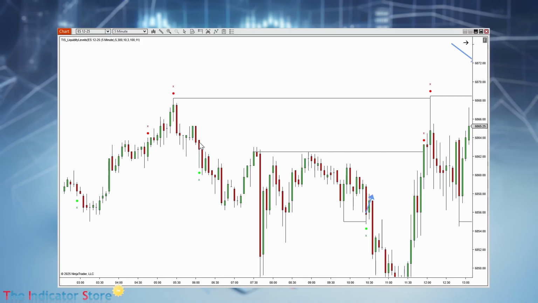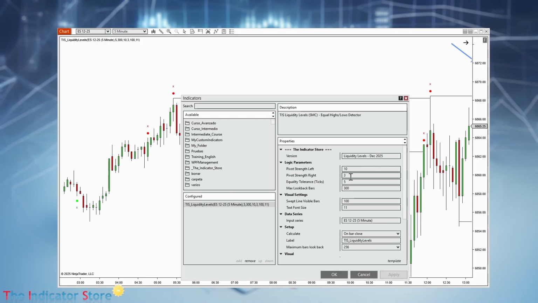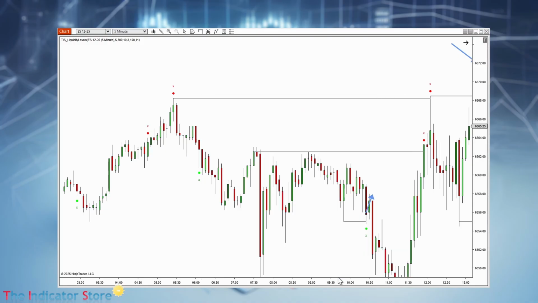Let's decrease the tolerance to just one tick. So now we can see that they are two different levels. One pivot here, another pivot here, and they are unrelated. And we have a signal here.